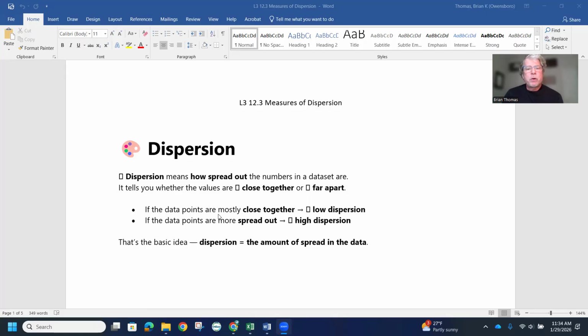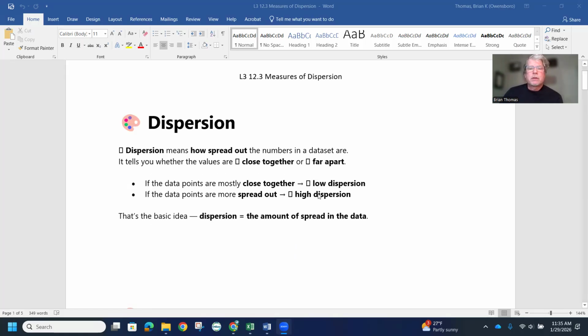If the data points are mostly close together, we call that a low dispersion. If the data points are really spread out, then we call that a high dispersion. And typically, we're really looking for patterns here. With dispersion, sometimes we don't see a pattern until we actually determine the actual value that goes with it. That value tells us whether we have a low dispersion or a high dispersion.